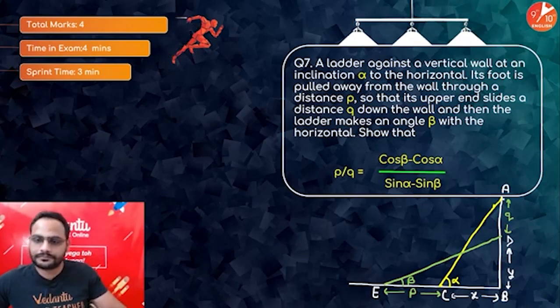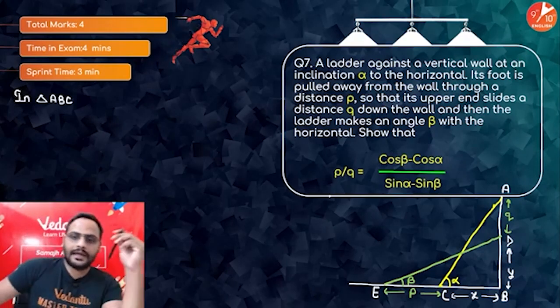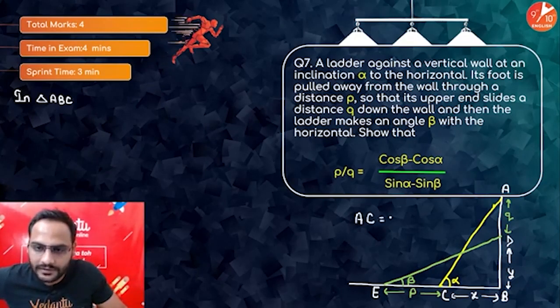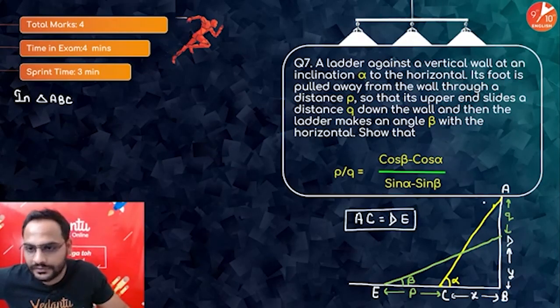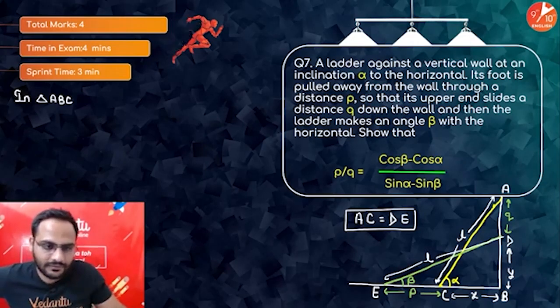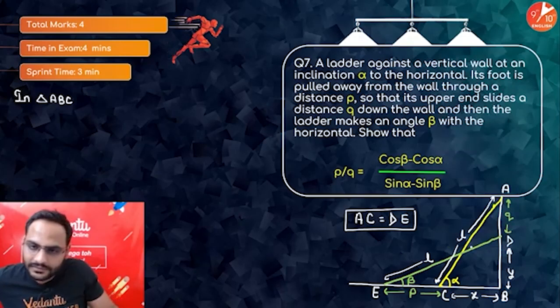Okay, triangle ABC. My relation will be, if I want the relationship, cos beta, cos alpha, sin beta. The angles we are using are cos alpha and cos beta. One more thing you need to observe over here: the lengths of AC and DE are the same because they are the length of the ladder. If the ladder slides down, it does not mean that the length of the ladder will change. Length of ladder will remain the same. This was important.